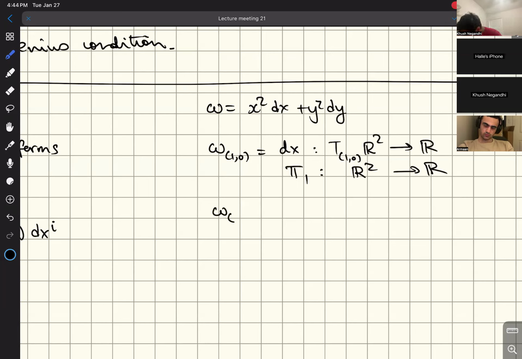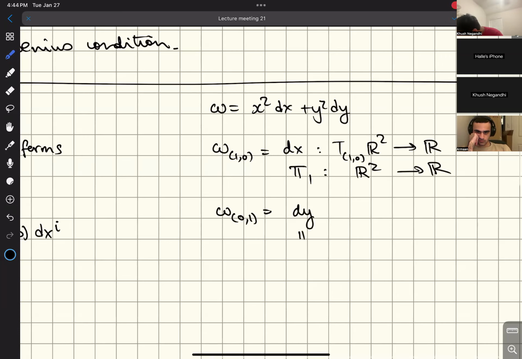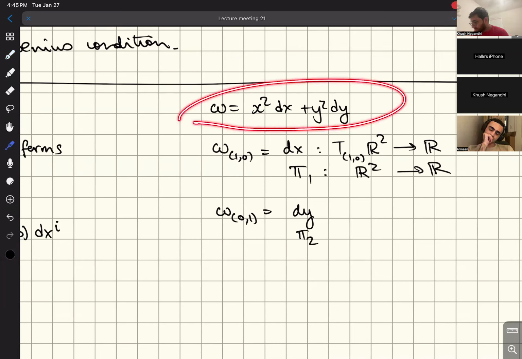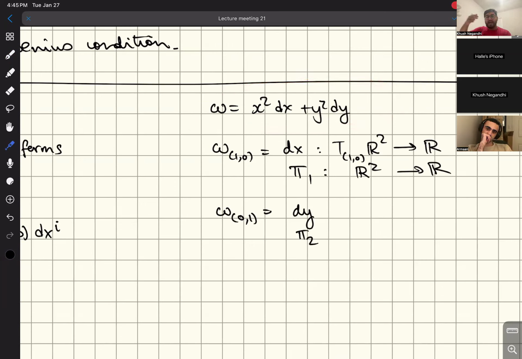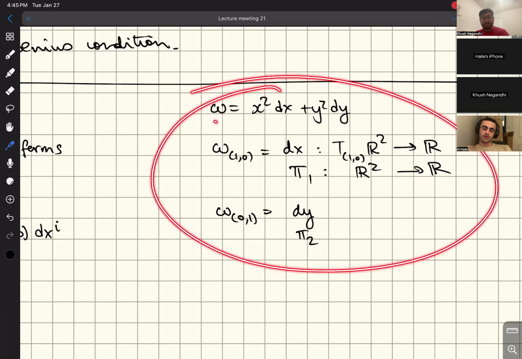Similarly, if I look at this same one form evaluated at (0, 1), I get the one form dy, which corresponds to the projection in the second coordinate. So the one form is a function that gives me linear functionals, and at each point I can evaluate it and get a potentially different linear function, as we see in this example.